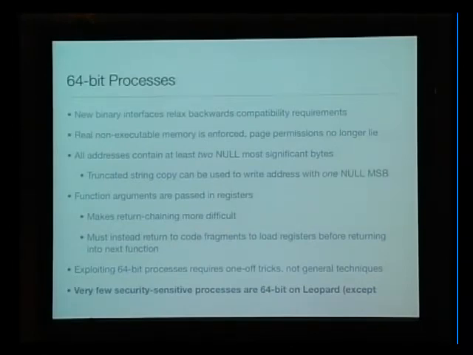And while you can use the trick of an early termination of a string to kind of use the string copy function to write out a null most significant byte, if there's 2 null most significant bytes, you can't use this trick. Also, very importantly, function arguments are passed in registers. You can no longer use the return chaining. And so basically, a lot of the techniques that have been built up for other operating systems just won't work on 64-bit processes. And as OS X starts using more 64-bit processes, even though they don't have a lot of these security defenses, this will make exploitation much more difficult.